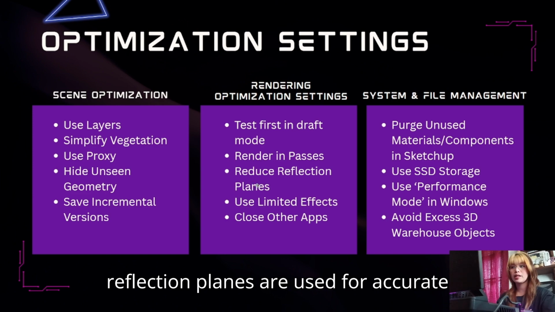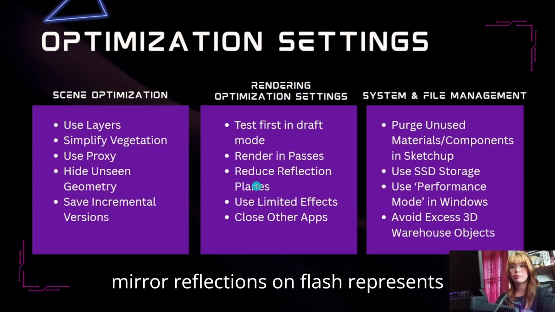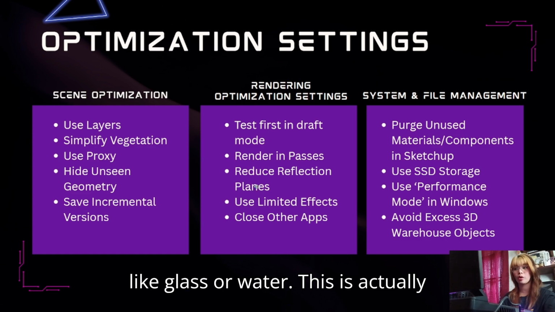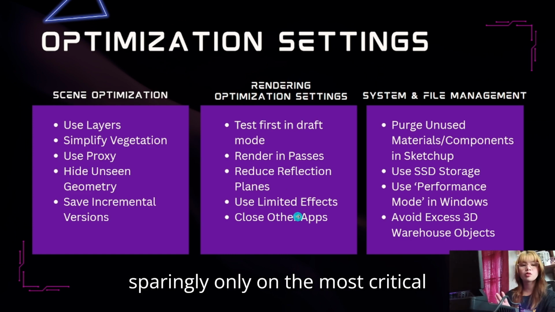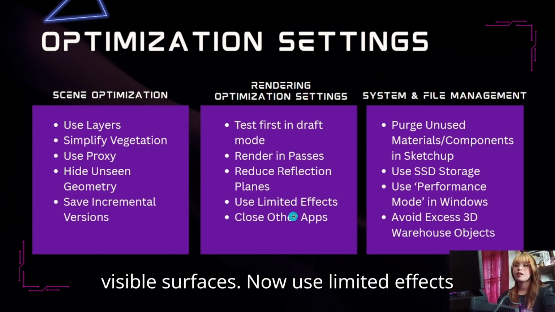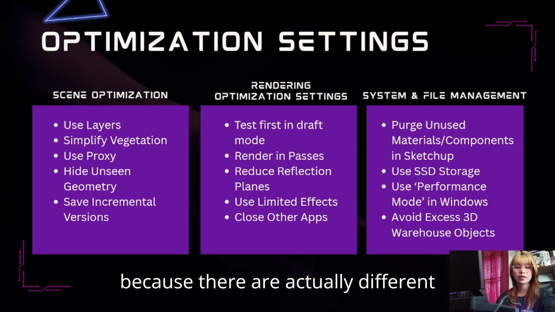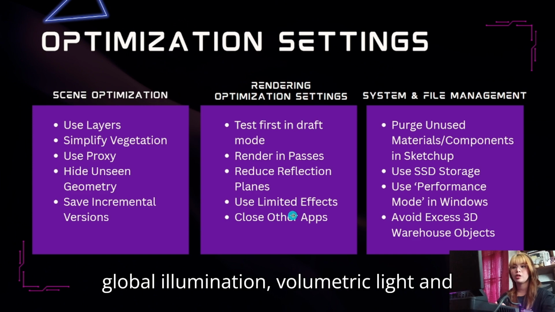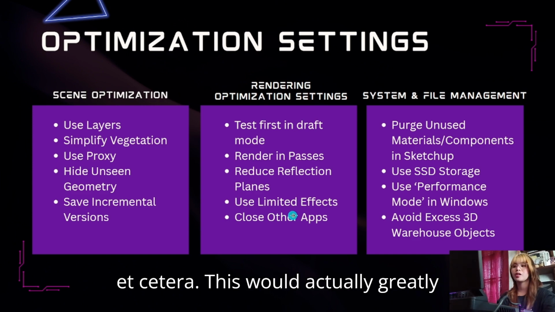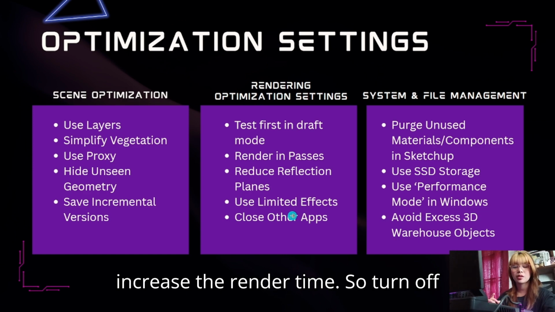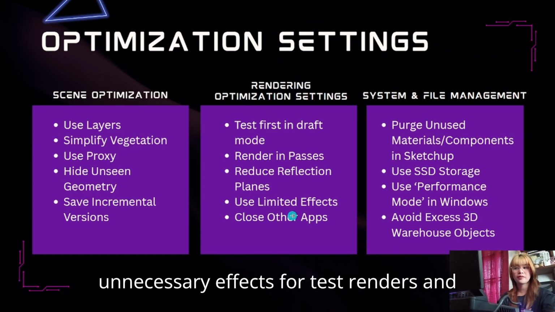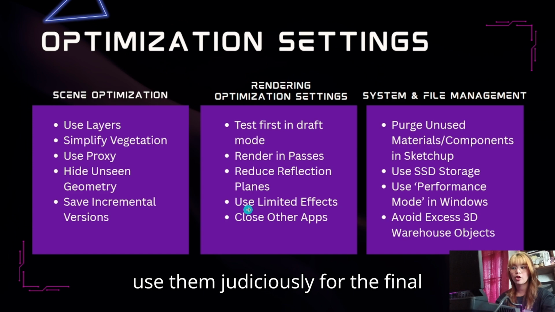Now, reduce reflection planes. Reflection planes are used for accurate mirror reflections on flat surfaces like glass or water. This is very resource intensive, so use them sparingly, only on the most critical visible surfaces. Now, use limited effects, because there are different effects in Lumion, like the hyperlight, global illumination, volumetric light, etc. This would greatly enhance quality, but it will also increase the render time. So turn off unnecessary effects for test renders and use them judiciously for the final output.